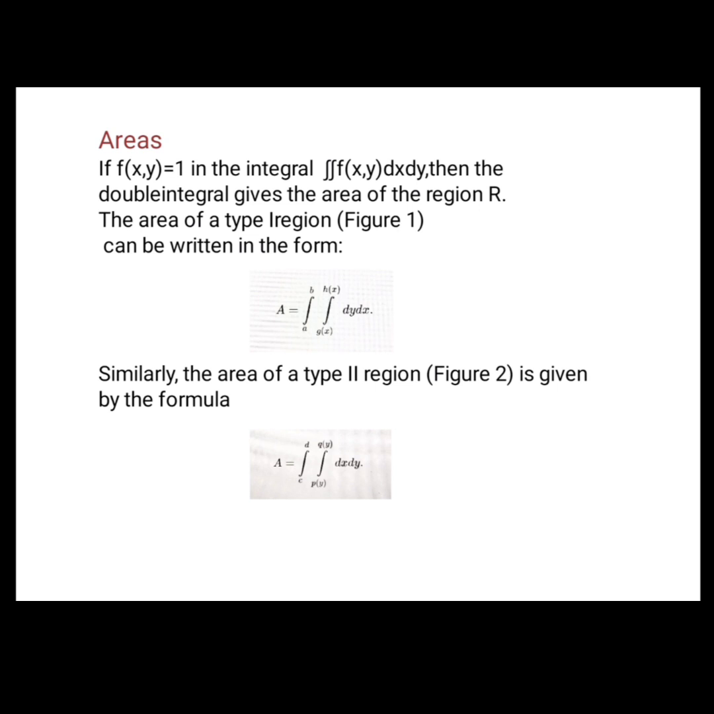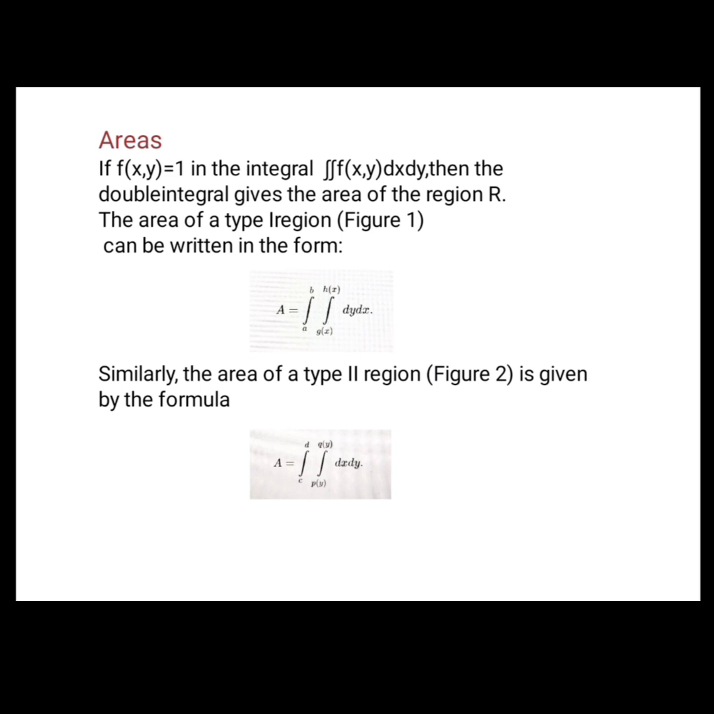Areas. If f(x, y) is equal to 1 in the double integral of f(x, y) dx dy, then the double integral gives the area of region R. The area of a type I region, figure 1, can be written in the form A equals the integral from a to b of the integral from g(x) to h(x) of dy dx.